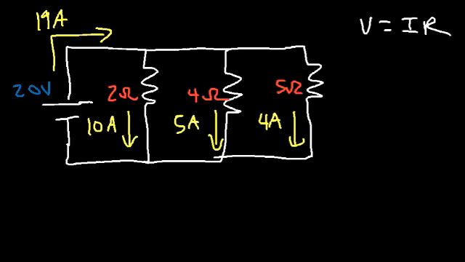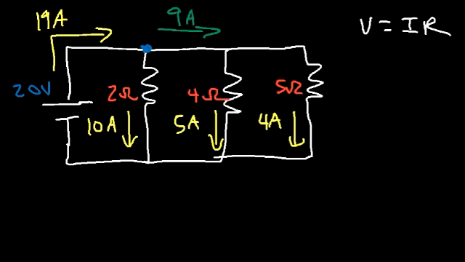Now, here's a question for you. Once the 19 amps of current reaches this point, how much current flows in this direction? So 10 amps goes in a downward direction. 19 minus 10 is 9. So 9 amps of current flows this way.